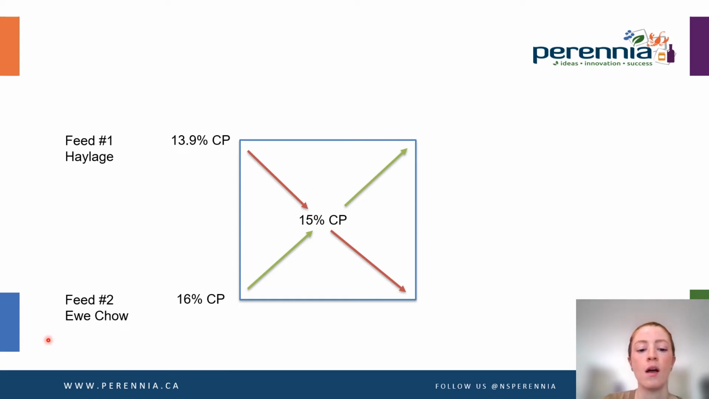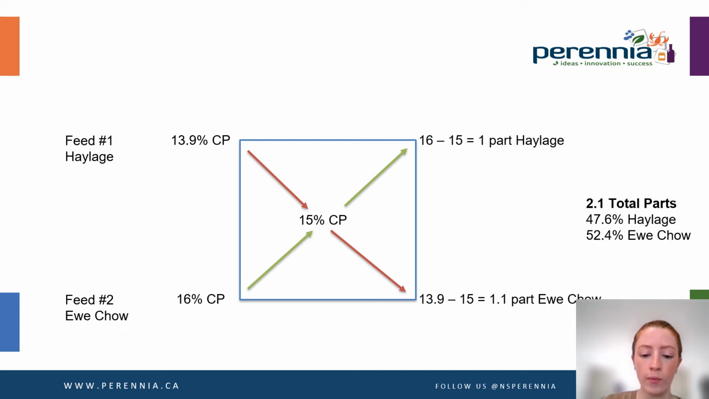And so what you're doing across the square is subtracting. Starting up at this corner, I'm going to do 13.9% minus 15, and I'm going to get 1.1, and when you're doing this, you ignore any negatives. And then from this corner, working up to the top, I've got 16 minus 15 leaves me with 1. So this is the different ratios of the diets.